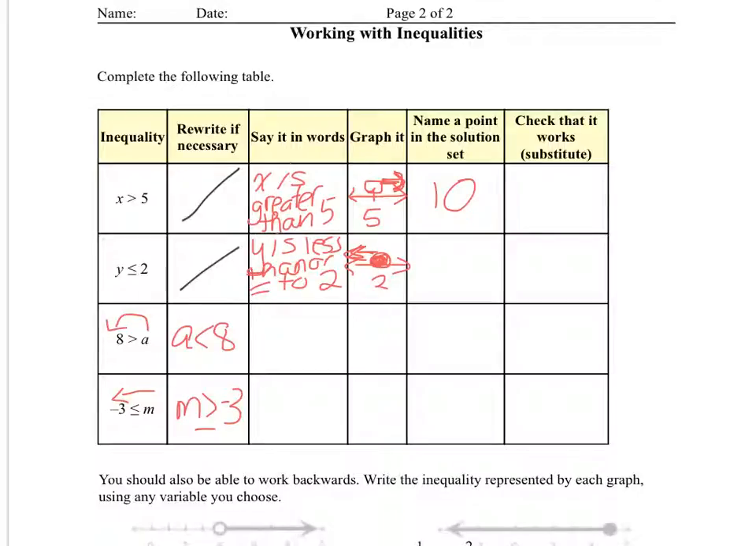Okay? And then y less than or equal to 2. Any number on the number line that is less than 2 or equal to. I could write 2 because it satisfies it. Or you could pick a number less than 2, negative 100. Okay, anything that works. So you're going to do the last 2 on your own.